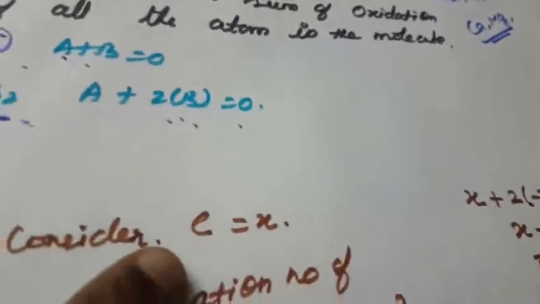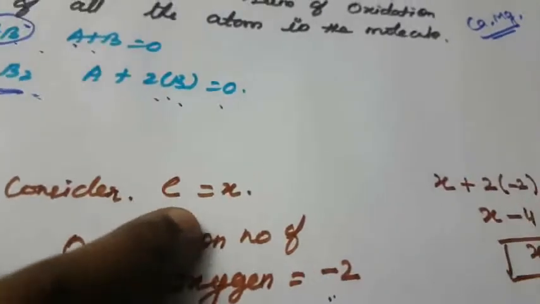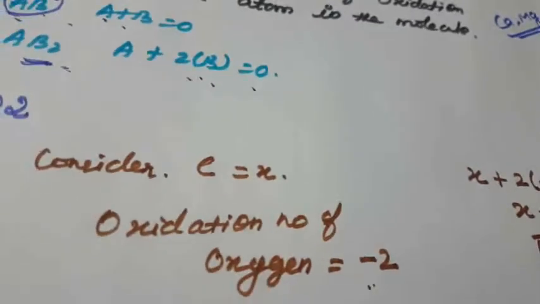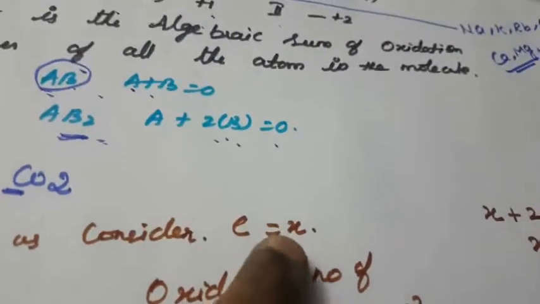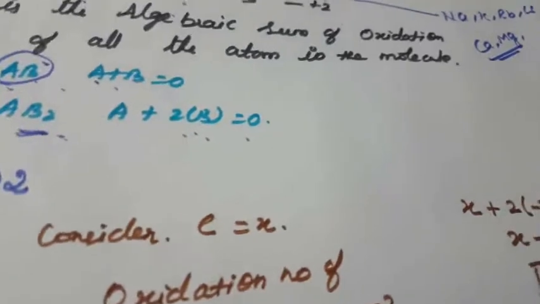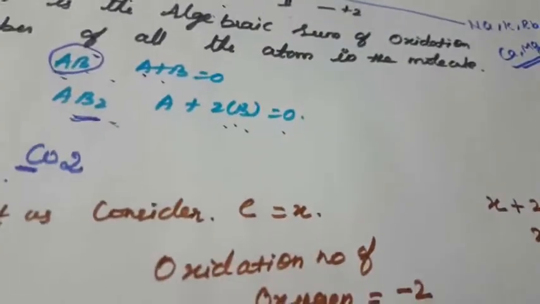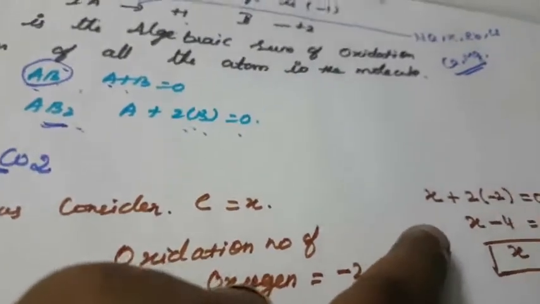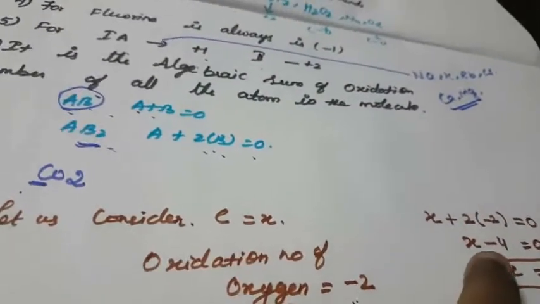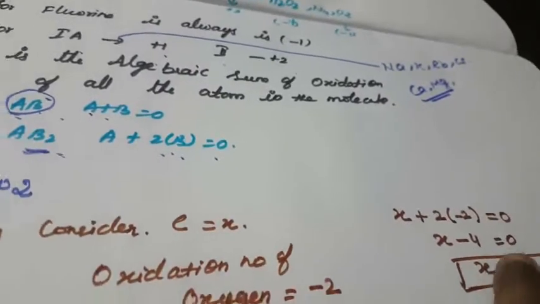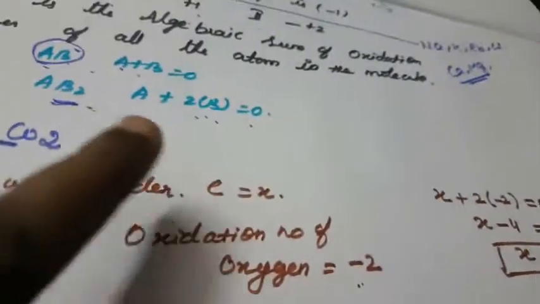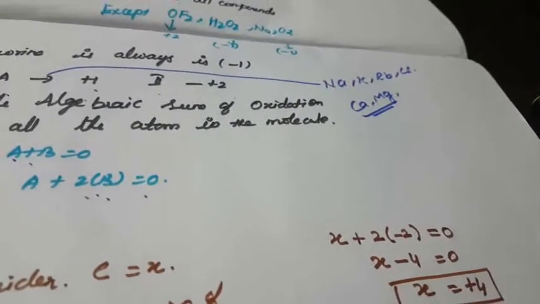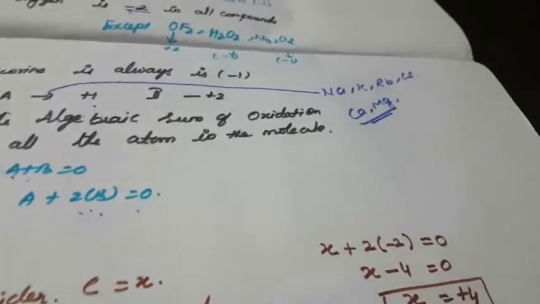First you consider, first what are we assigning for carbon? We assign X, because you are going to find out the oxidation state of this carbon. So you can assign that as X. Okay, oxidation number of oxygen is always -2. So now you substitute. How to substitute? Carbon is X. So you substitute 2 molecules of oxygen here. That is X plus 2 into -2 equal to 0, here no charges are there. So X minus 4 equal to 0. X is equal to plus 4. Okay, this is one example.